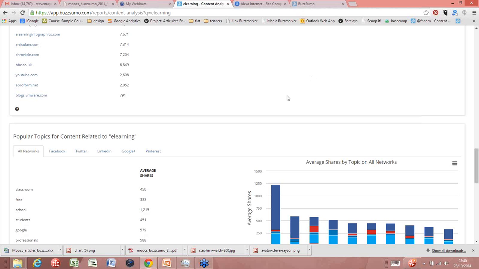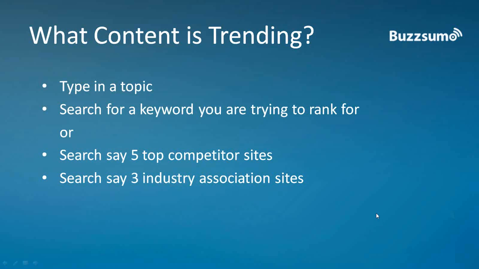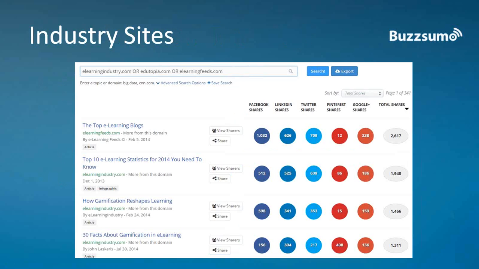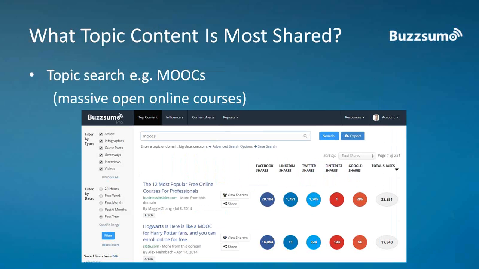So I'll just come back to the slides, but that's just an introduction really to some of the things we need to look at. I'll just make sure I've covered content in the slides. I will be uploading the slides to SlideShare so that you can get a full set of these. So searching industry sites as a recap, really useful. Looking at related topics is very useful within the content analysis reports.